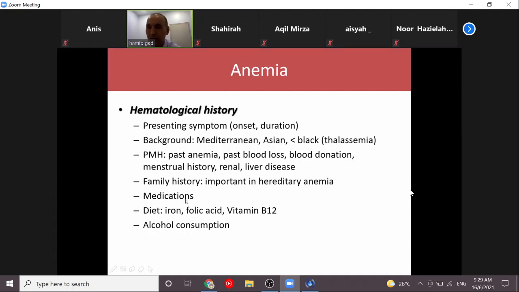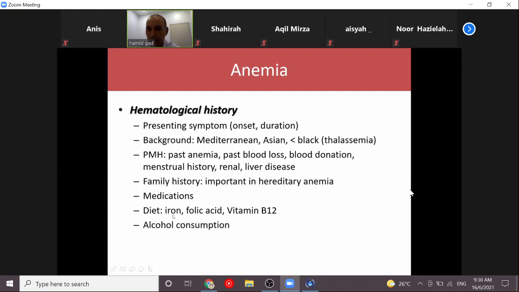Medications: can you give me one medication that can cause anemia? Very, very common. Non-steroidal anti-inflammatory drugs. They can cause bleeding, ulceration in the stomach or small intestine, especially the stomach, and occult bleeding. It can cause iron deficiency anemia. So medication history is very important. You have to ask about non-steroidal anti-inflammatory drugs, aspirin, and others, which can cause ulcers, and an ulcer in the stomach can cause anemia.